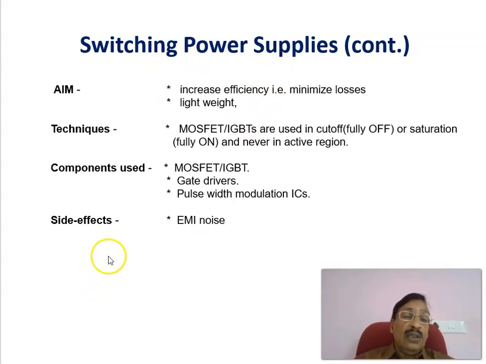Therefore, we have seen that when semiconductor devices are used as a switch, the switching losses are very less, but when a device like a bipolar junction transistor is used in the active region, the losses are very large. That causes the size, weight and volume to be large. Therefore, that is the advantage of switched mode power supplies compared to the linear power supply.